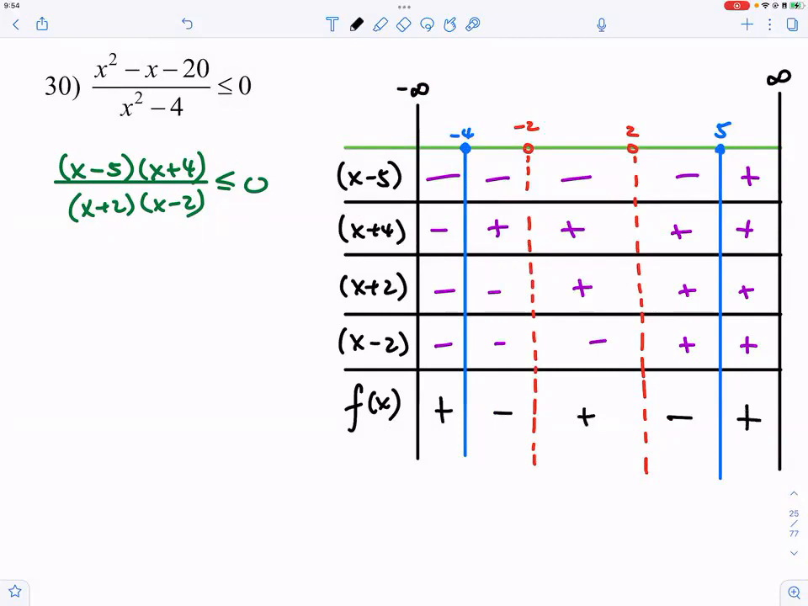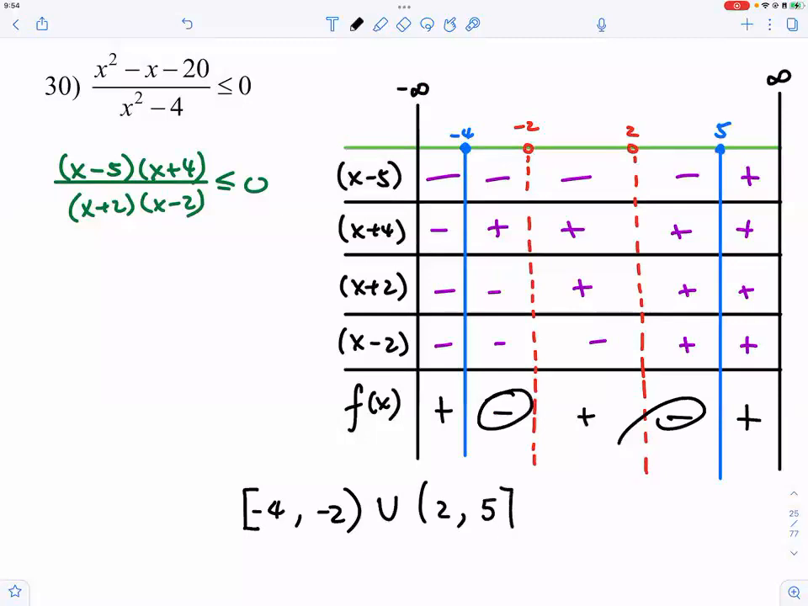Okay, so you want the part of the rational function that's less than or equal to 0. That means you definitely want the negative part and also the 0. Therefore, the solution would be -4 to -2, including the -4, excluding the -2 since -2 is the vertical asymptote, union 2 to 5, not including 2, but including 5. So that's a way to solve this rational inequality.